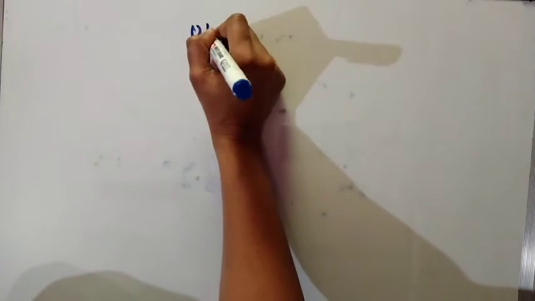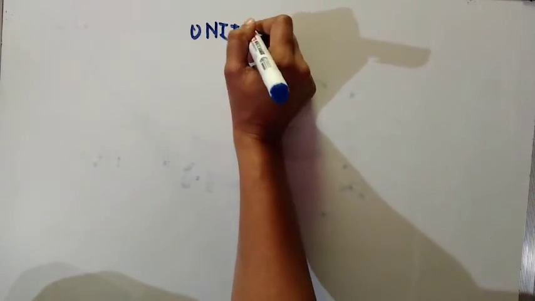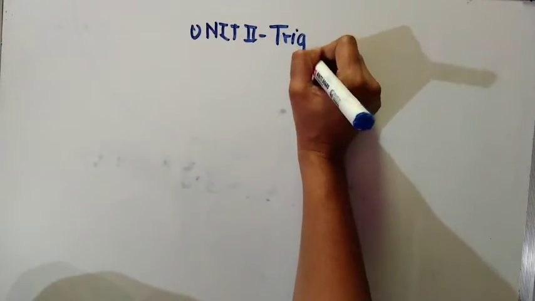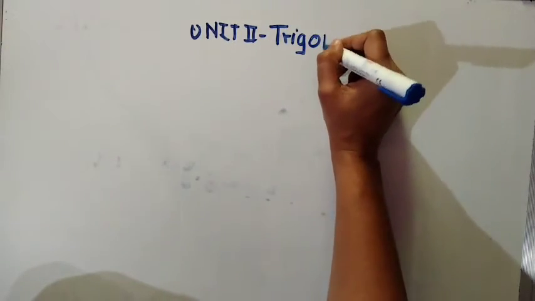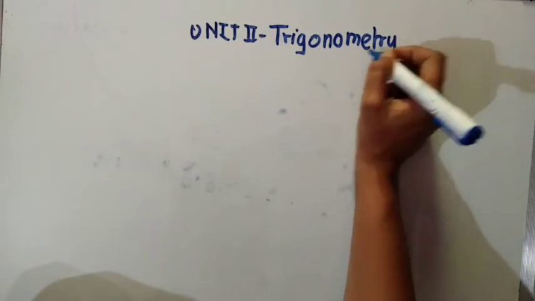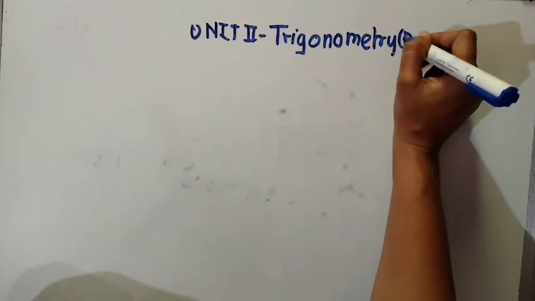In this chapter we studied unit second, trigonometry, three, part B.